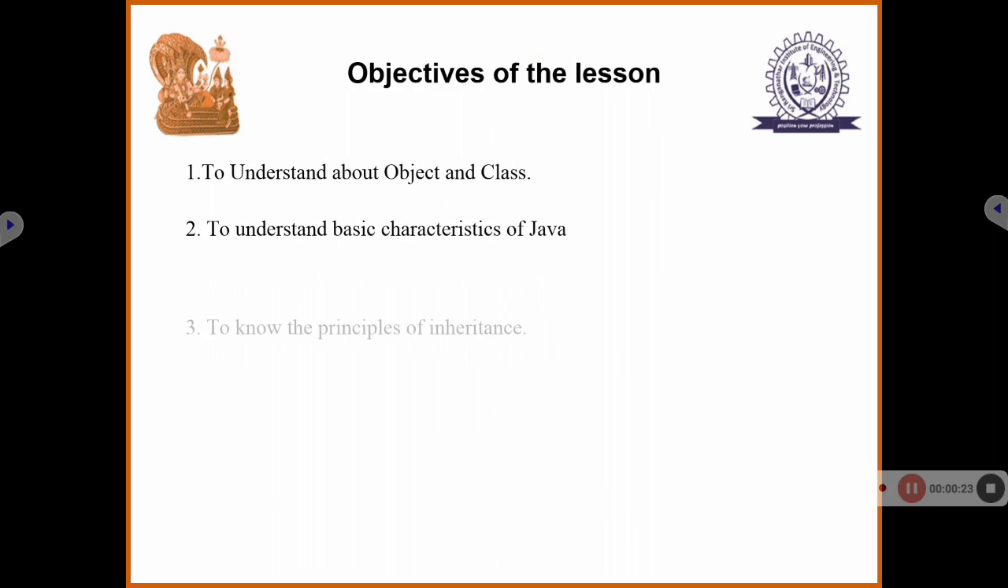First, we should know about the objective of the lesson. In that, we are going to understand objects and classes, understand the characteristics of Java, and know the basic principles of inheritance. Okay, let's see about it.